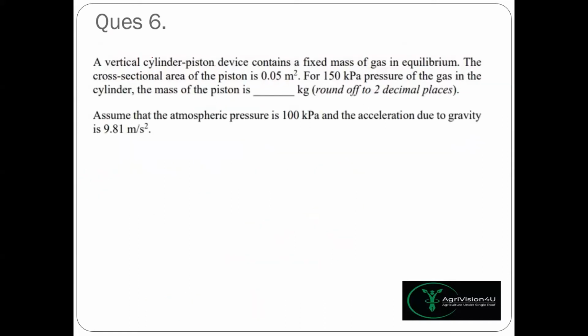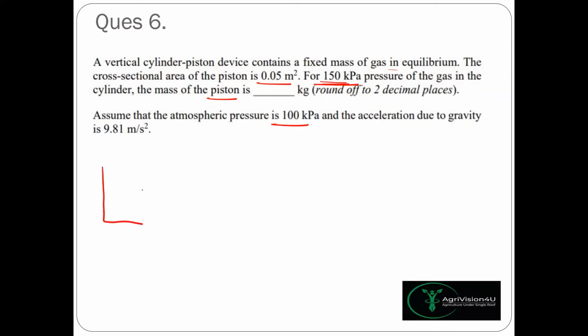Question number 6: a vertical cylinder piston device contains a fixed mass of gas in equilibrium. The cross-sectional area of the piston is given. For 150 kilopascal pressure in the cylinder, the mass of the piston is. Okay, so we need to find out the mass of the piston, and the pressure of the gas in the cylinder is this. The atmospheric pressure is given to be 100 kilopascal, and the acceleration due to gravity is this. Okay, fine. So the total pressure on the gas is 150 kilopascal.